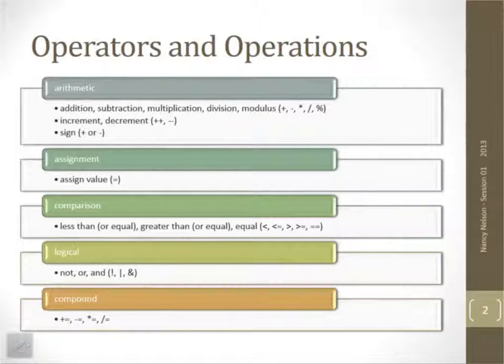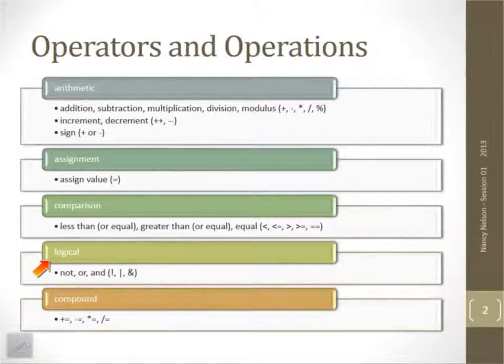The other comparison operators allow us to do things like check for less than or equal, and greater than or equal. So we can see less than or equal, greater than, and greater than or equal, along with the double equal sign, which tests for equality, which we've talked about already.